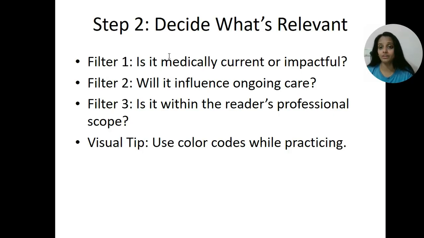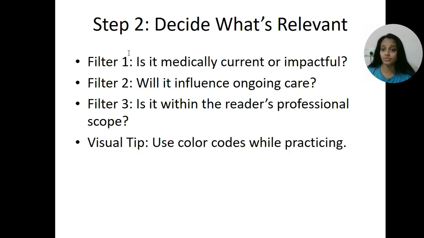The first one is the relevance filter. Is this medically current or impactful? Example, a fall last week: yes. A childhood measles episode: probably not, right? So you should try to identify whether it is medically existing in the current situation or whether it's an impactful action, okay?